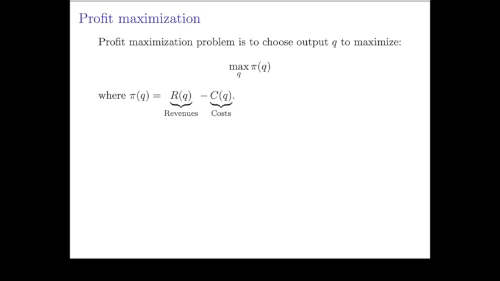Since we started studying the firm, we've made the assumption that firms are looking to maximize profit. So a firm would like to choose the quantity of output, Q, that maximizes their profit, pi of Q. What is pi of Q? Pi of Q, their profit when they produce Q units, is the revenue that they get when they produce Q units, minus the cost of producing Q units.